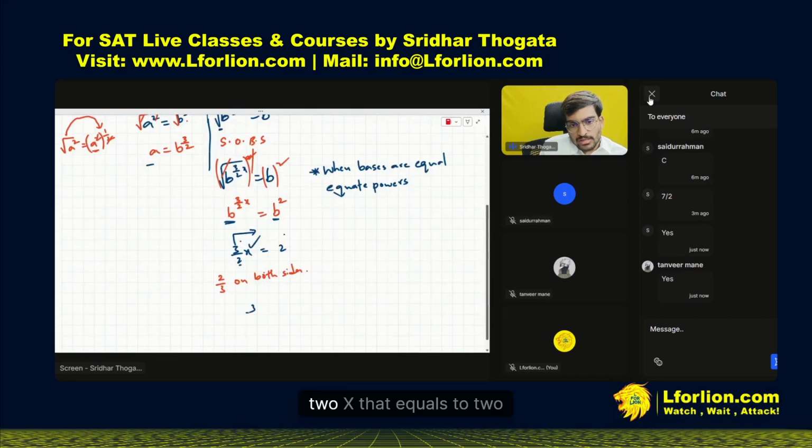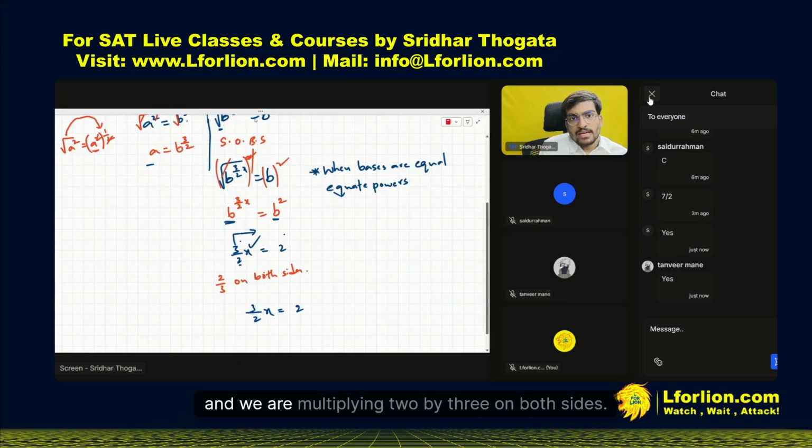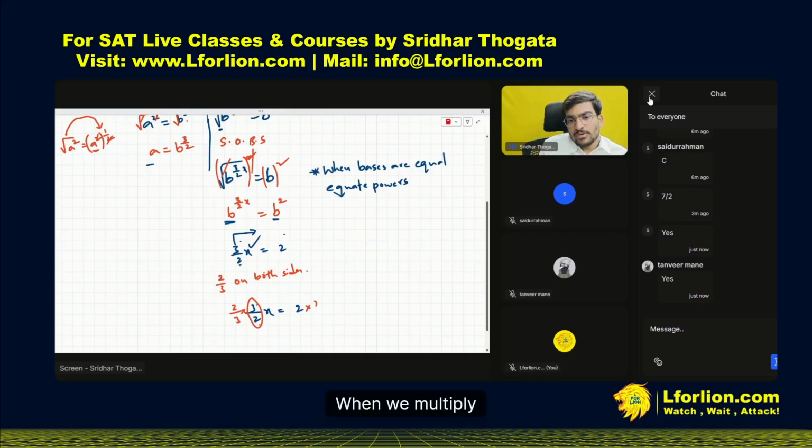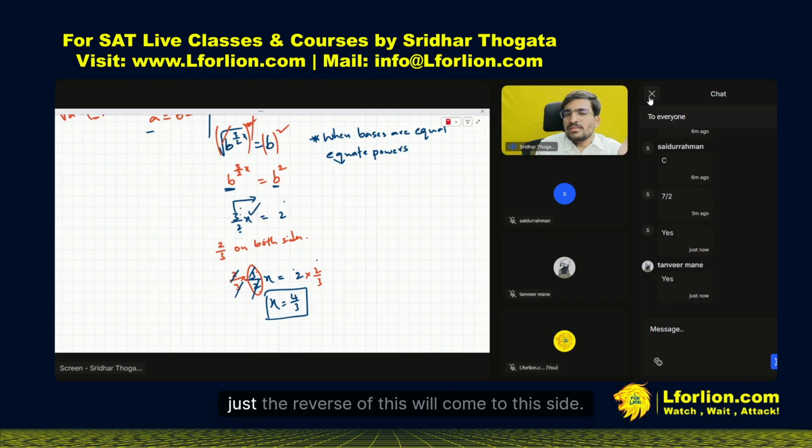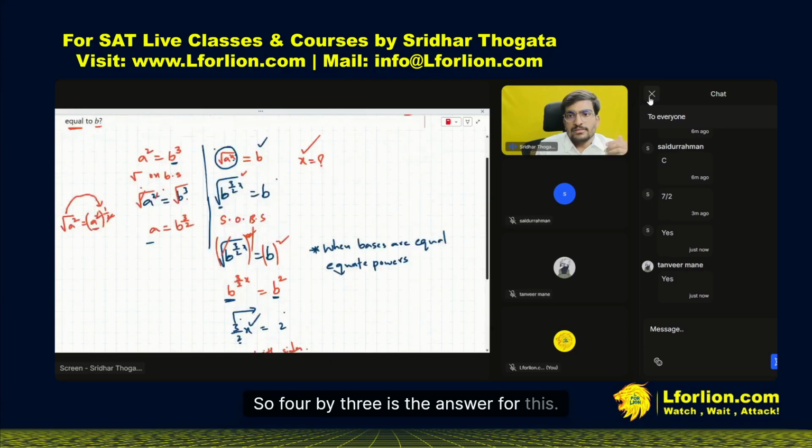So 3 by 2x equals 2. And we are multiplying 2 by 3 on both sides. The reciprocal of this thing is 3 by 2. When we multiply 2 by 3 on both sides, it will give us 2 into 2, 4 by 3. This is what we are going to get. So most of the time, don't try to do 2 by 3 on both sides and all. Whenever you transpose, just the reverse of this will come to this side. 3 by 2 will become 2 by 3. Remember it that way. So 4 by 3 is the answer for this.